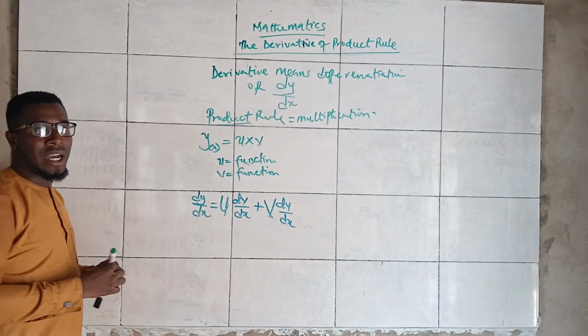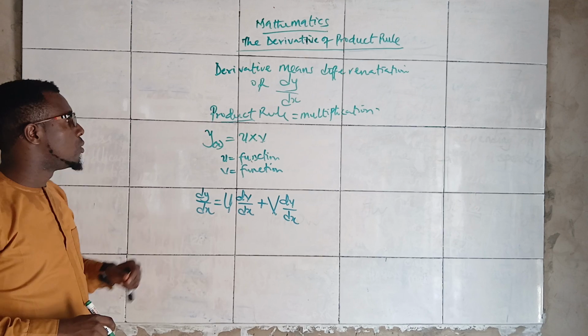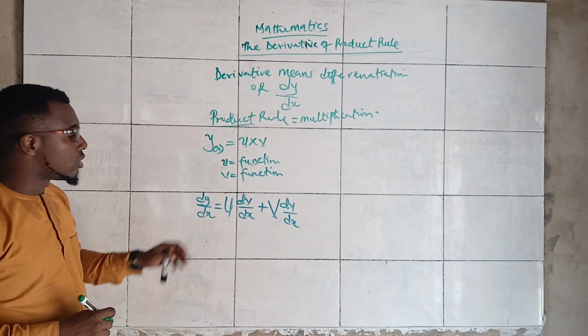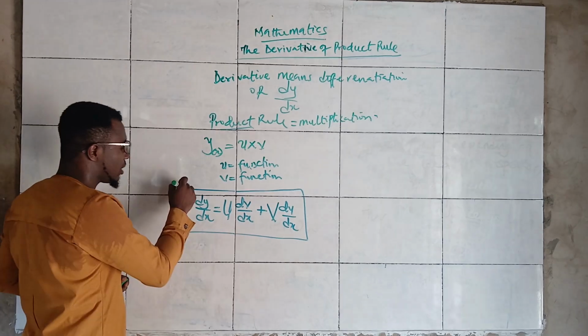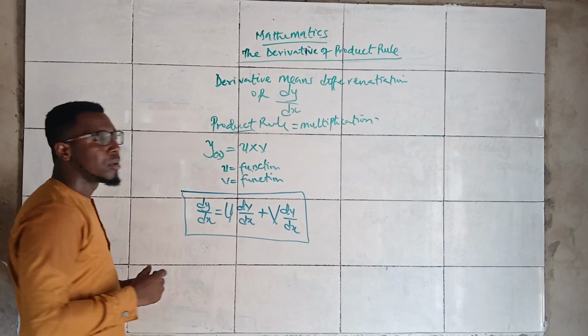So I'm going to give you an example. So this is the formula we use in solving product rule. Please, you must make sure that you memorize it. It's a very important formula.